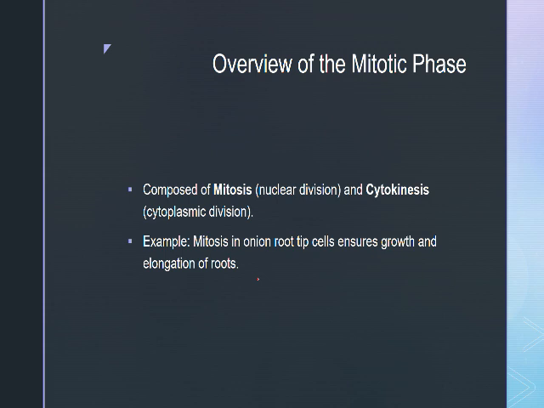See, first I'm going to show you an overview which is of 2 points. I think I'll just read it out, you will understand. It is composed of mitosis, which is nuclear division, and cytokinesis, which means cytoplasmic division. So in mitosis there are two processes, karyokinesis and cytokinesis. And this is an example of mitosis. You can read it. Stop the video, take a screenshot, or read it when I send it.